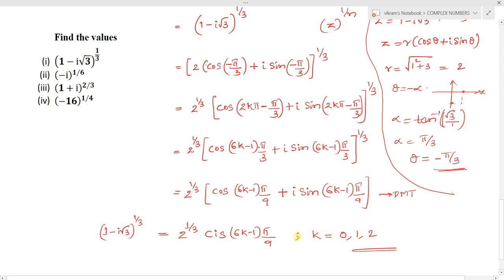If you substitute k equals 0, you obtain cis of minus pi by 9. If k equals 1, it is cis of 5 pi by 9. If k equals 2, cis of 11 pi by 9. These are the solutions. The values of 1 minus i root 3 whole power 1 by 3 are 2 power 1 by 3 cis of 6k minus 1 pi by 9, where k equals 0, 1, 2. I think you understand how to solve the nth root of a complex number. Next, let us move on to the next problem.